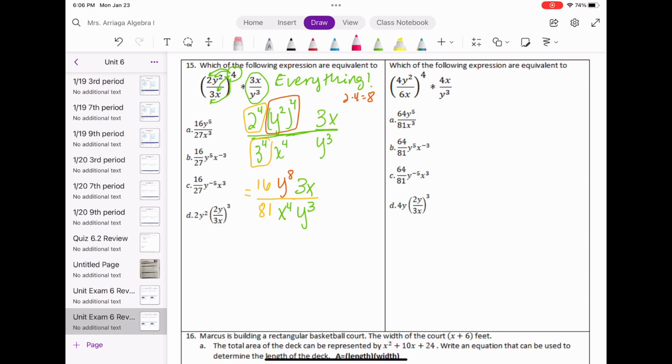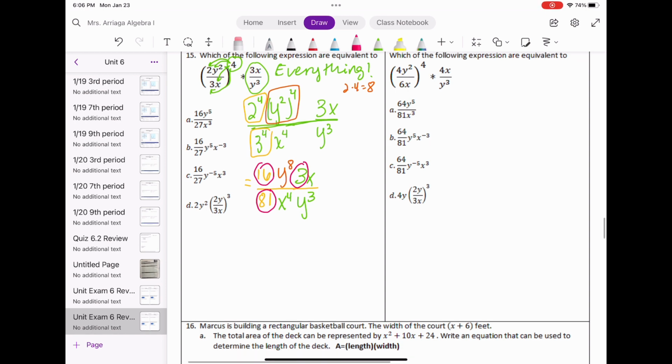We can start combining the numbers. So it's 16 times 3 divided by 81. And that gives you 16 over 27. So just write 16 over 27. And let's write everything else just for clarity.